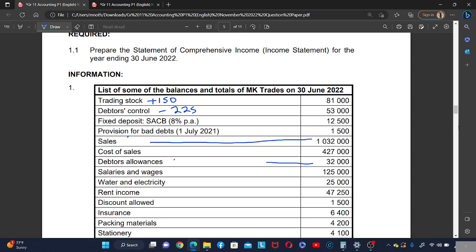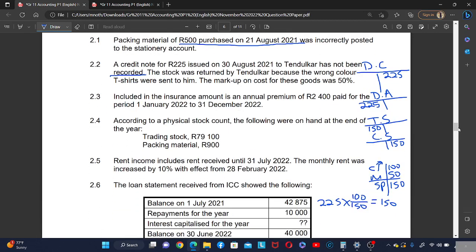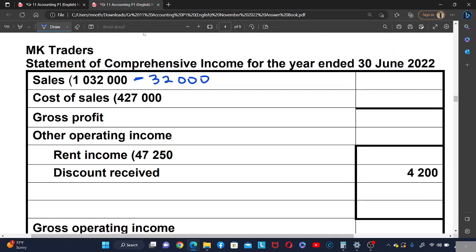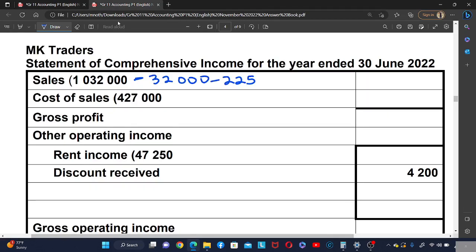And then now the left one is the debtors allowances. We know that the debtors allowances decreases the sales. So let's go and decrease the sales. And then we also said that the cost of sales is decreasing by 150, right?